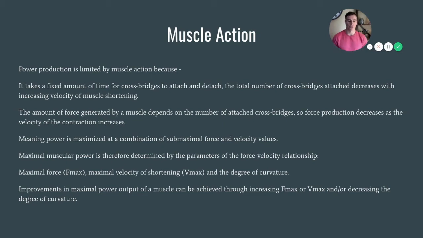Maximal muscular power is therefore determined by the parameters of this force-velocity relationship. So maximal force, maximum velocity of shortening, so how quickly the muscles can contract, and the degree of curvature, by which we mean the range of motion that your muscle fibers are going to be working through. To improve that maximal power, which is the goal of a training program that we're going to be putting together, it can be achieved either through increasing maximal force, so strength, or increasing the velocity, or if there's a change in the degree of curvature, so a change in the range of motion.